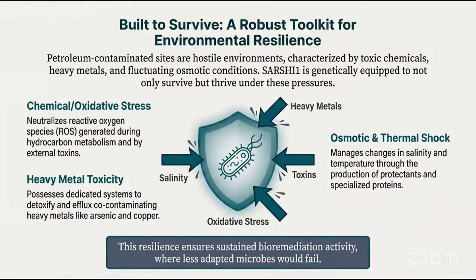If we talk about the stress conditions, the bacteria is there in that environment, but it has to survive. If it cannot survive, even though it has all the mechanisms to destroy the hydrocarbons, it cannot, because it will die. It has to survive in that harsh environment where you have oxidative stress, sometimes a lot of reactive oxygen species, and heavy metal toxicity, which bacteria cannot tolerate. But this particular bacteria has a set of genes which make it survive in this environment and act on the petroleum hydrocarbons.